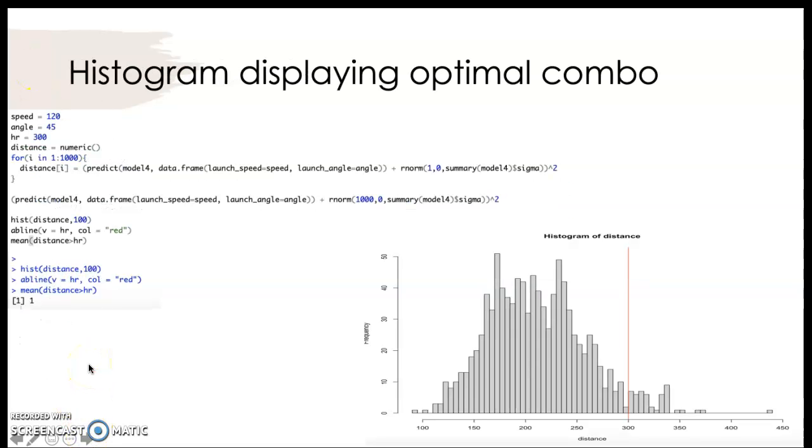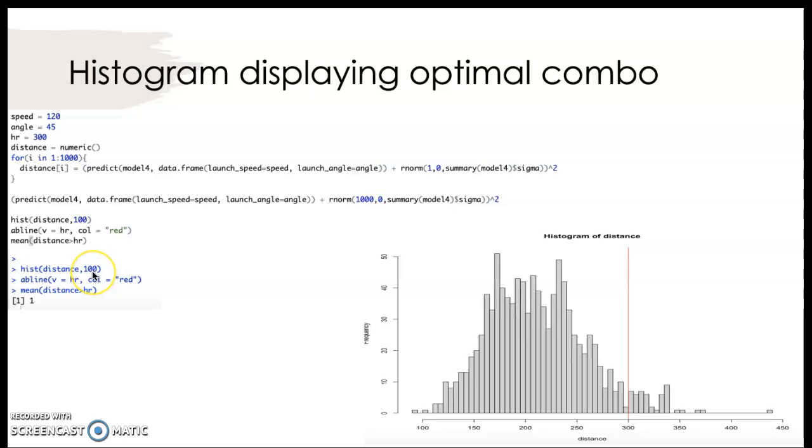So this is a histogram. The histogram doesn't actually display the optimal combo. The code here displays the optimal combo with 120 and 45, and as you can see, I created code that gives you the mean distance. The histogram on the right shows a combo of 120 miles per hour exit velocity and launch angle of 10. So it basically gives you the distance. And at that 300 feet marker, that's the frequency of homers hit.